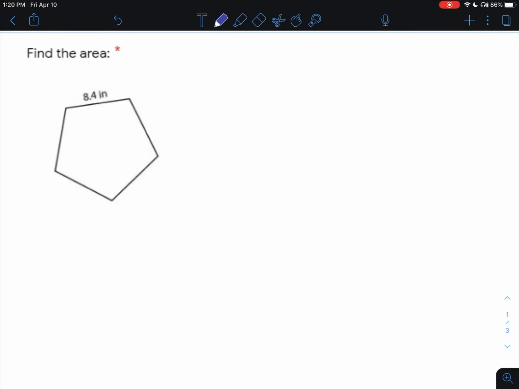Okay, so for this one, we want to find the area of a regular polygon. This is a pentagon, so it's got 5 sides, and our length of each side is 8.4. So finding the area of any polygon, regular polygon or any polygon, we will do A equals 1/2 the apothem times the perimeter. Perimeter for this particular problem is actually fairly easy.